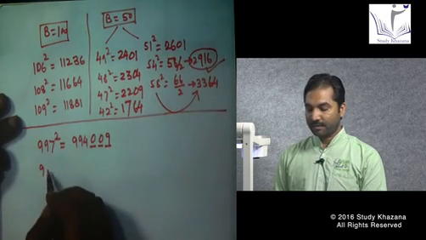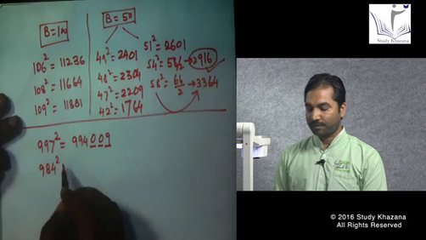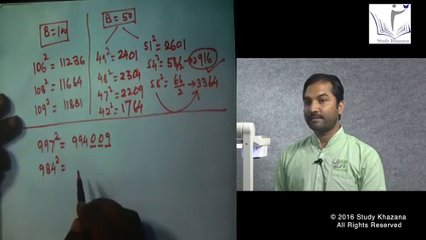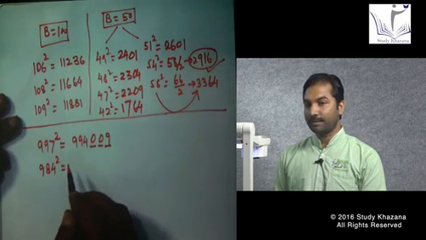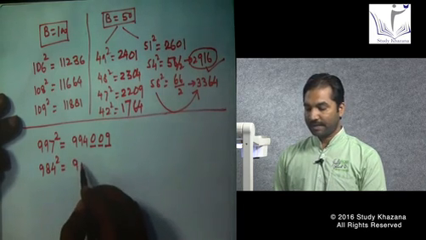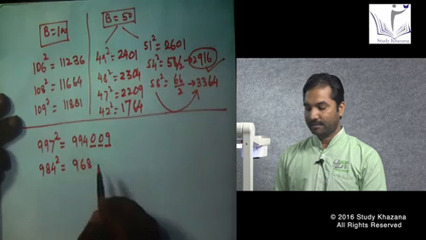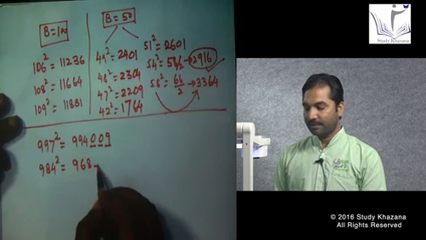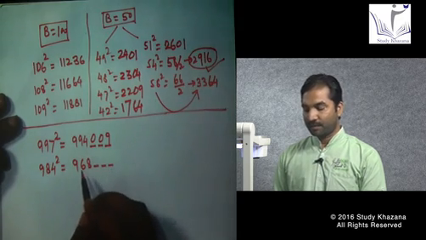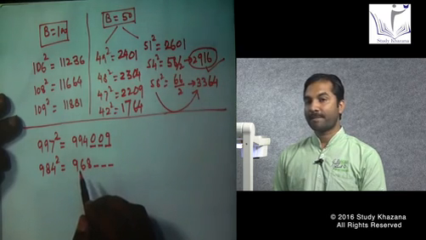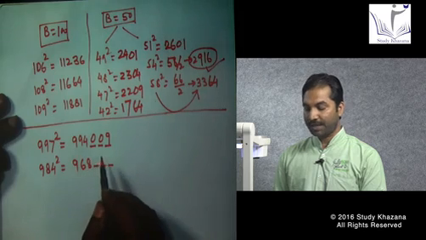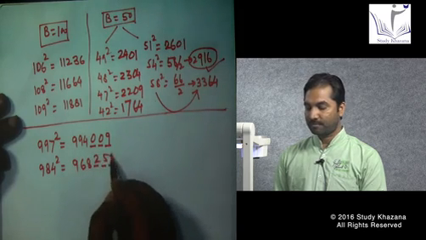Next number is 984 square. It is 16 less than 1000. We subtract 16 from this number, it becomes 968. And we have 3 places, and 984 is 16 less than 1000. It means 16 square is 256.